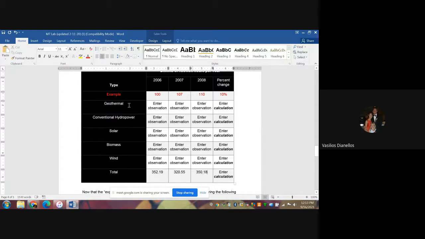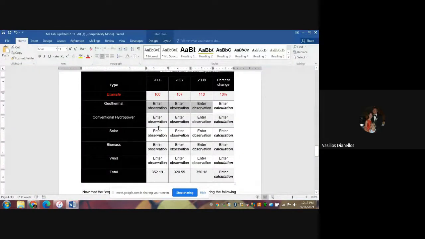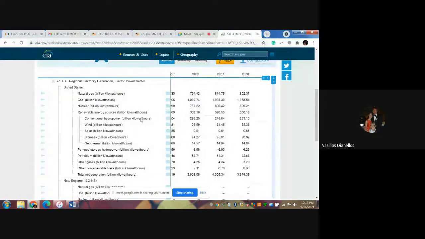Now let's collect it for the other sources. Of course, you can do this in any order you want. As a matter of fact, I'm going to do it in the order in which it appears on this website. So we have the total information. Now I'm going to do conventional hydropower just because it's next. In 2006, it was 286.25. So conventional hydropower, 286.25.